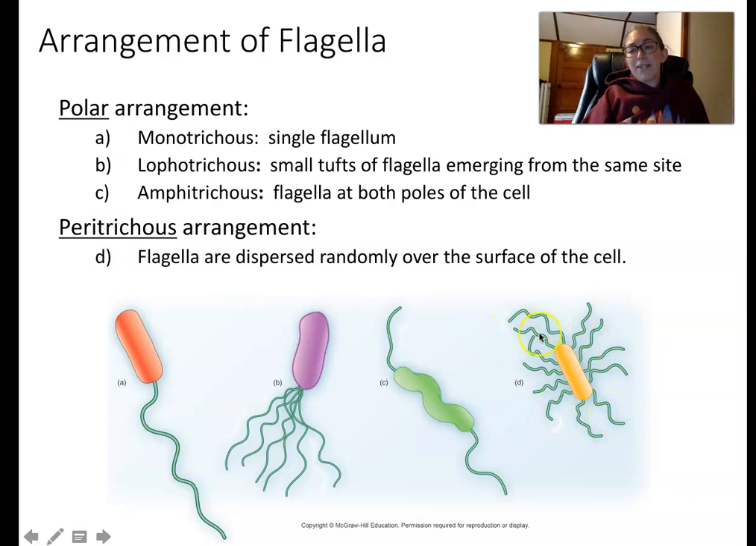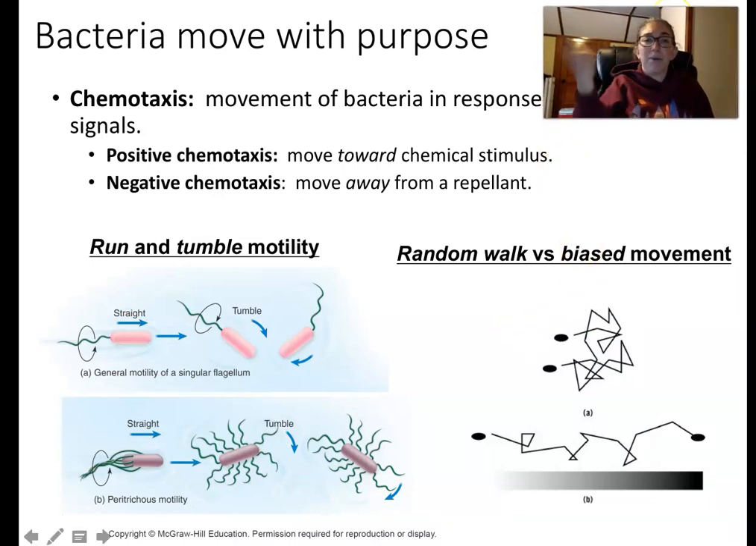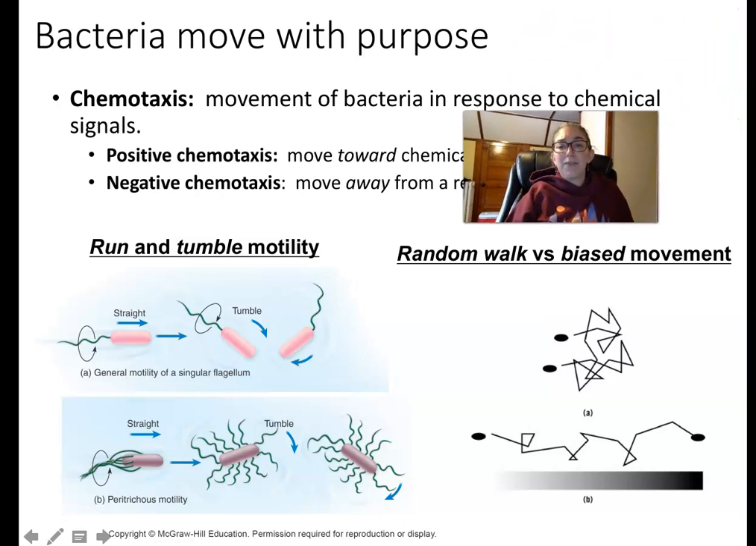And then there's also bacteria that can have flagella all the way around the perimeter, so we call them peritrichous bacteria, or peritrichous arrangement of flagella. So these flagella, remember, they rotate like propellers.